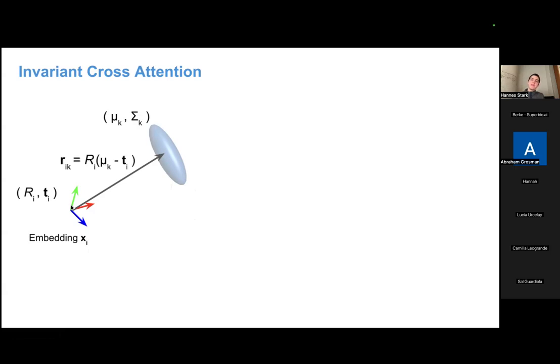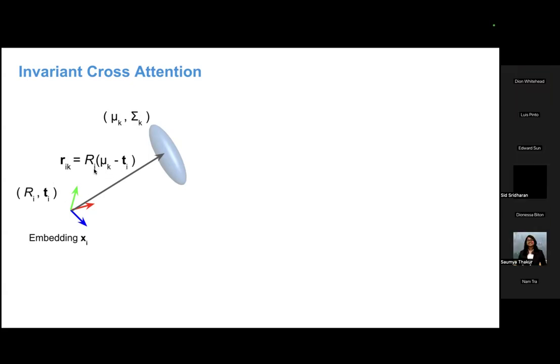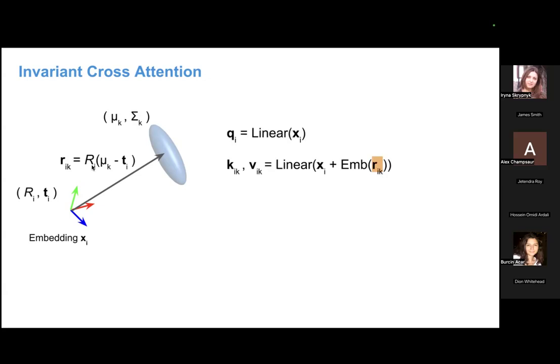Okay, and the way that we do this is, similar to invariant point attention, we first put the k-th ellipsoid center into the frame of reference of this frame, so to say, by translating it and rotating it according to the frame. You do this redefining of the coordinate system for every residue, with respect to its frame.